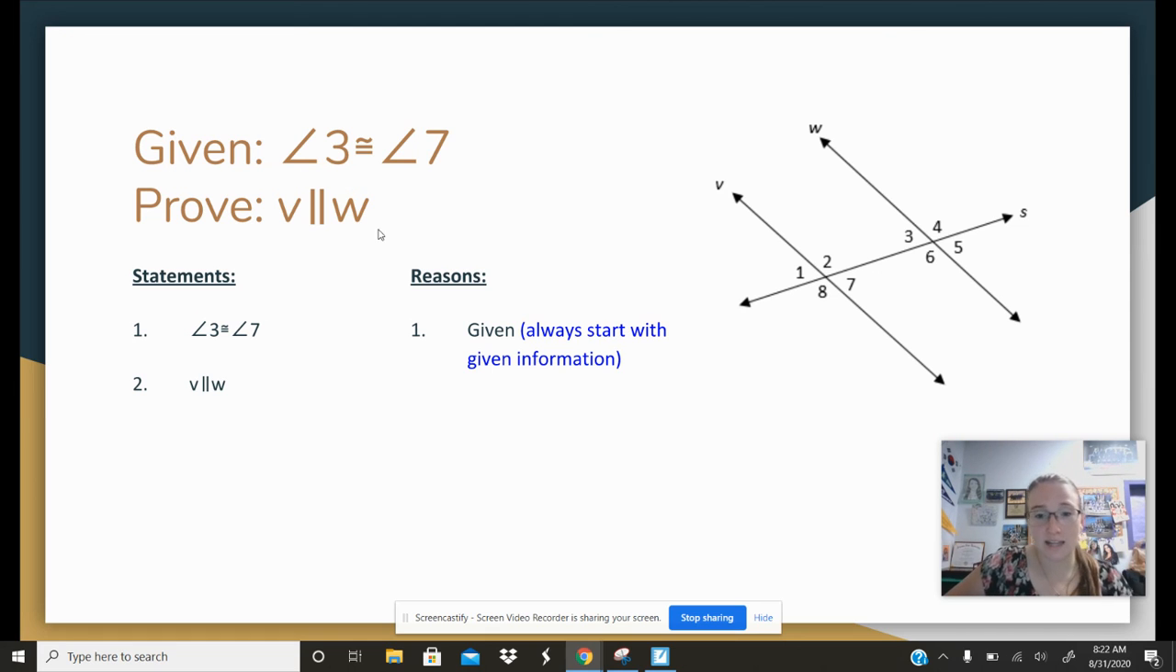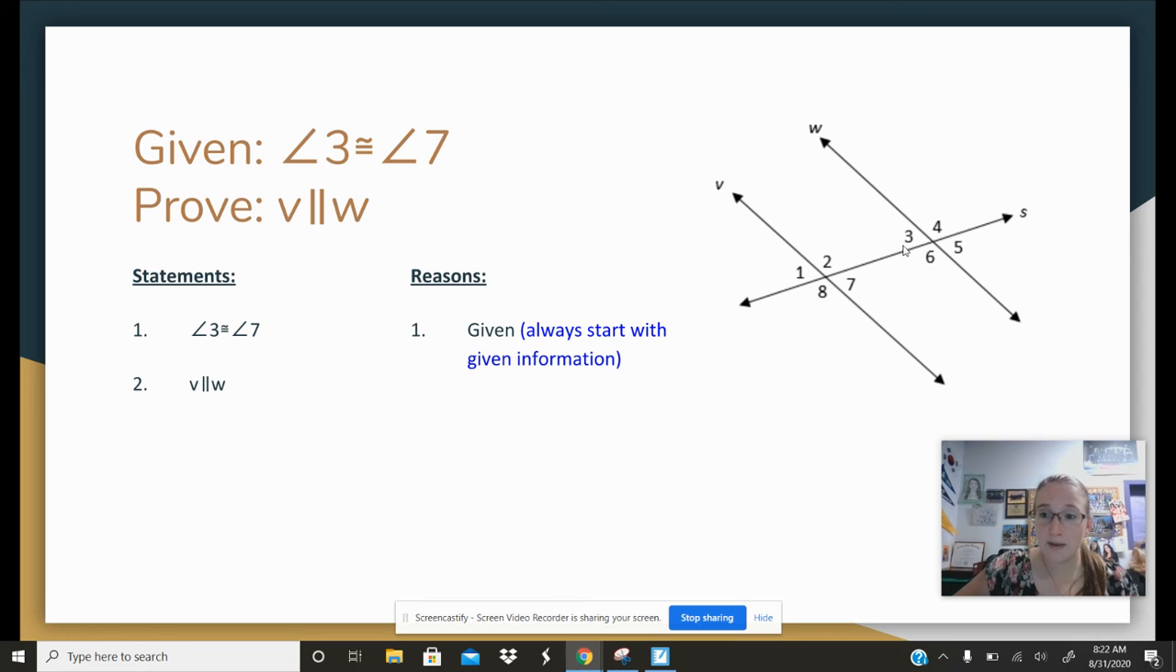So what we need to do then is, again, it's going to be the same thing. It's based on the relationships of the angles given to us. We are given angle 3 is congruent to angle 7. And again, our first reason is always given. Notice that is our given. So let's look at angle 3 and 7 in the picture. Here's angle 3 and here's angle 7. They're telling us they're equal.